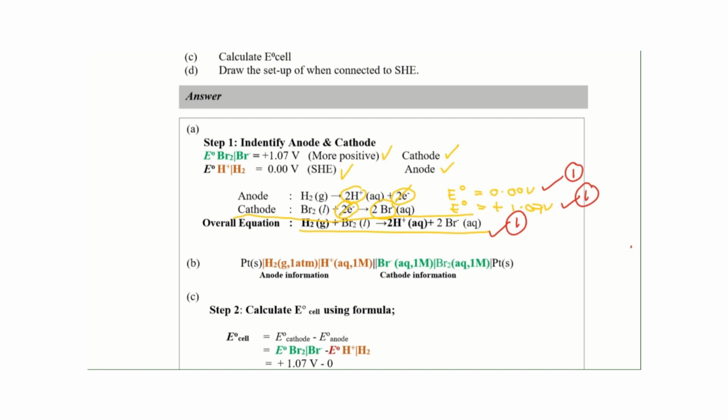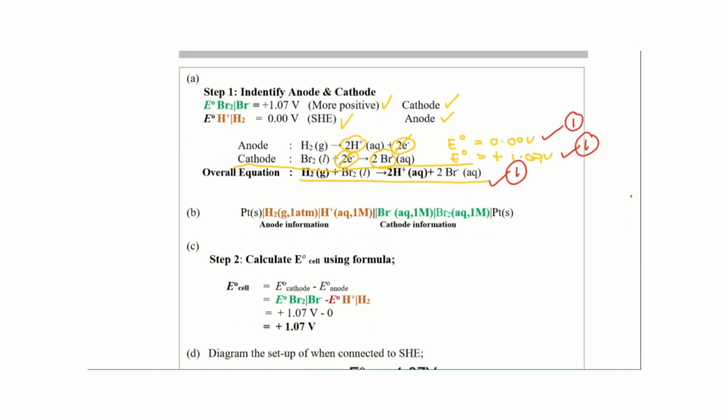Okay, B, write the cell notation. For cell notation, we have to write the anode at the left side. First, we need to write our electrode. Okay, because at the anode our hydrogen is in the gas phase, we must use an inert electrode.